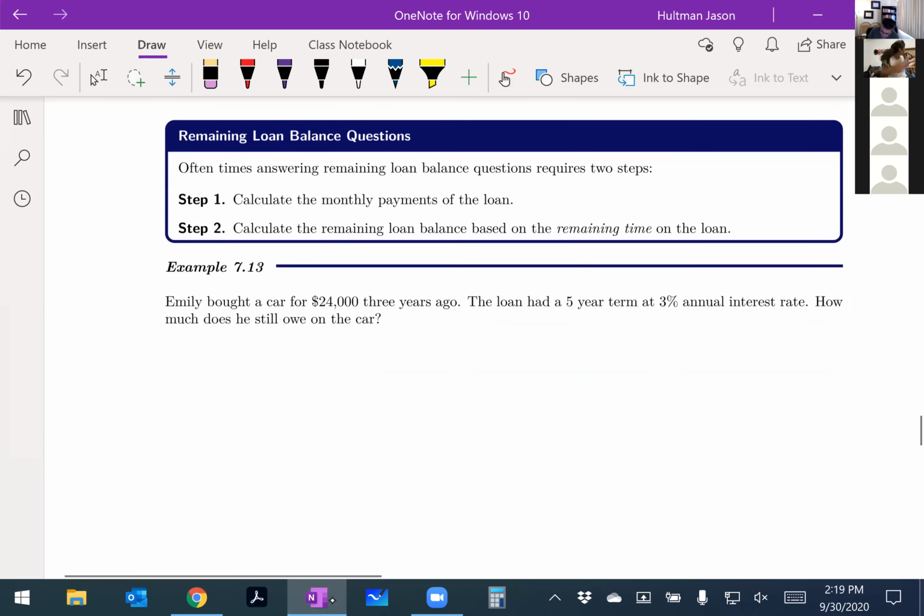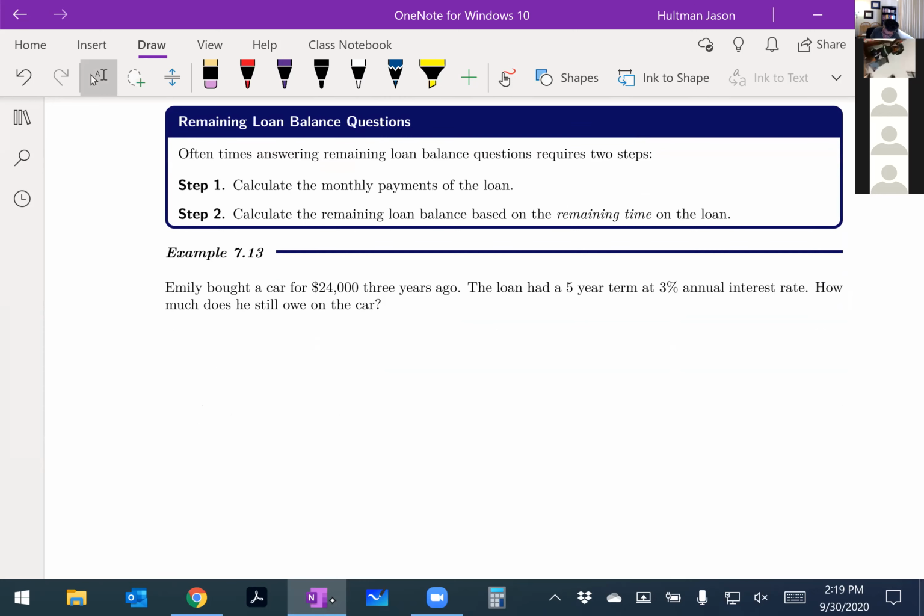Emily bought a car for $24,000 3 years ago. The loan had a 5-year term at 3% annual interest. How much does he still owe on the car?